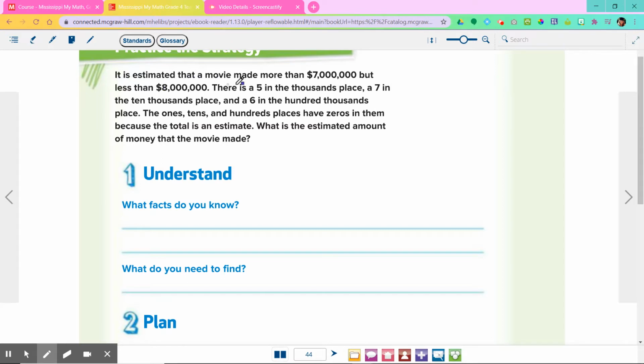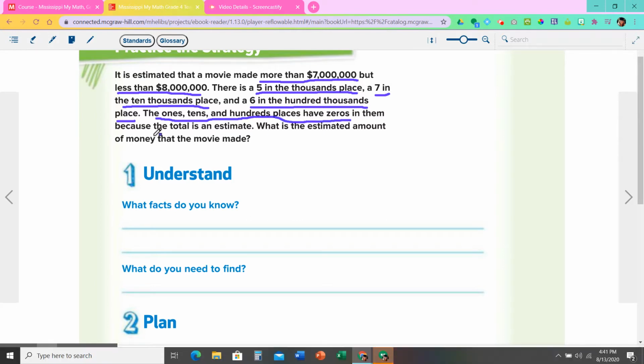It is estimated that a movie made more than $7 million, but less than $8 million. There is a 5 in the thousands place, a 7 in the 10,000s place, and a 6 in the 100,000s place. The ones, tens, and hundreds places have zeros in them because the total is an estimate. What is the estimated amount of money that the movie made? So we've got to find that estimated amount.